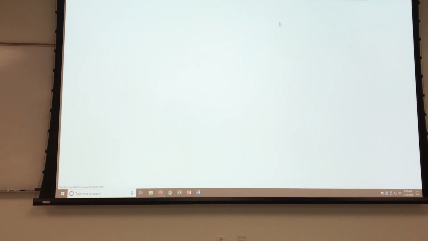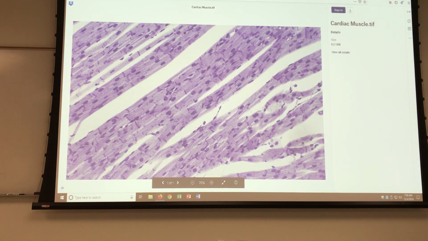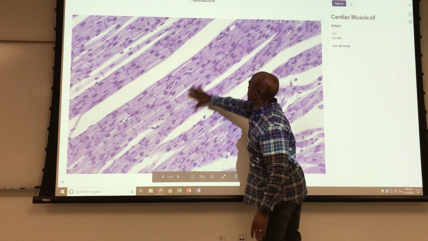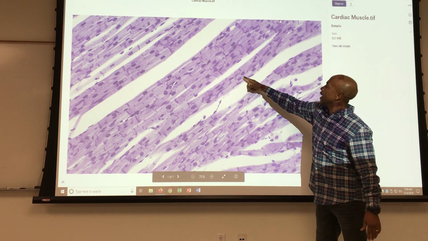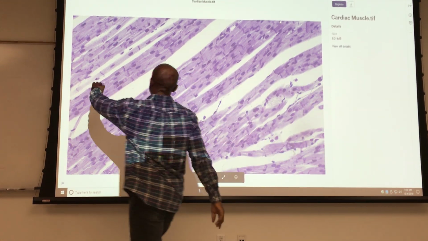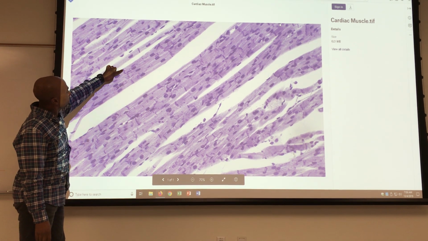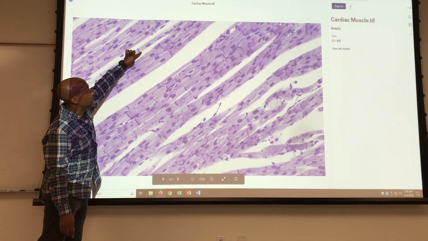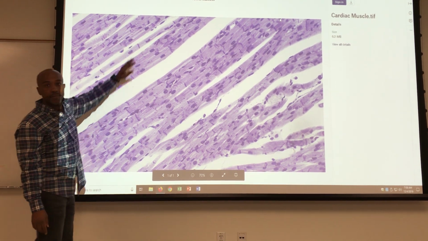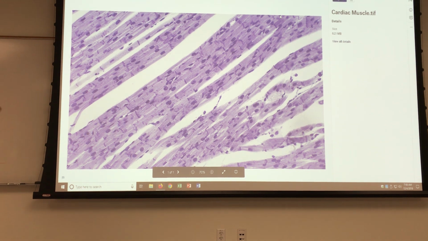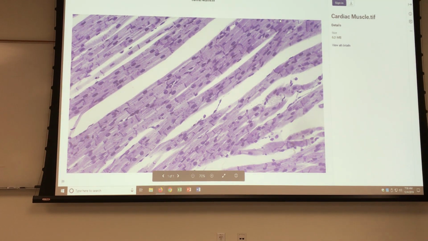So this is cardiac muscle. See, these are your cells. These are your striations. These are the nuclei, and these big dark dots are your discs, the intercalated discs right here. Disc, disc, disc, disc. These are striations. So the discs are thicker than striations, basically. So you see this kind of thing, this is always your cardiac muscle tissue.